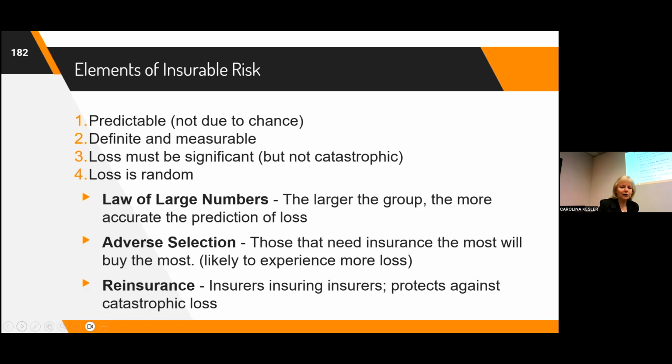So reinsurance means that if there's a whole bunch of losses, like in the earthquakes even, that's a catastrophic loss, or those big fires we've been having, catastrophic losses. Other companies will come in and pay a portion of the claims that we have to pay out. And every single company does that.